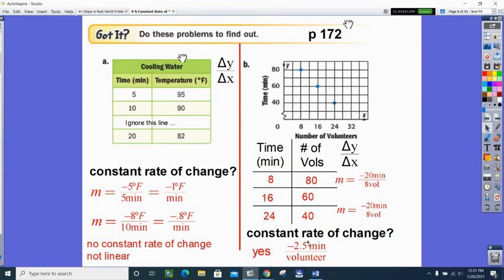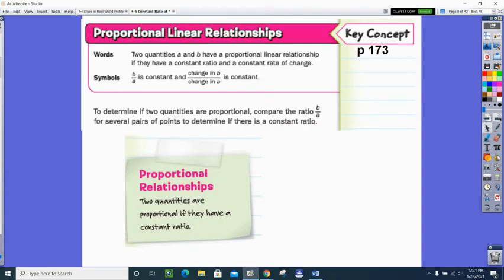So now I don't write the constant rate of change there. I want it as a unit rate. And to find a unit rate, it couldn't be any easier. Take the top number, the numerator, and divide it by the bottom number, the denominator. And that tells you how many minutes per volunteer. So we are finding that we're losing 2.5 minutes per volunteer. Okay, so that's the first word. To find linear, you have to calculate and make sure that the slopes stay the same all the way across the table. It's easy on a graph, you see whether it forms a line.